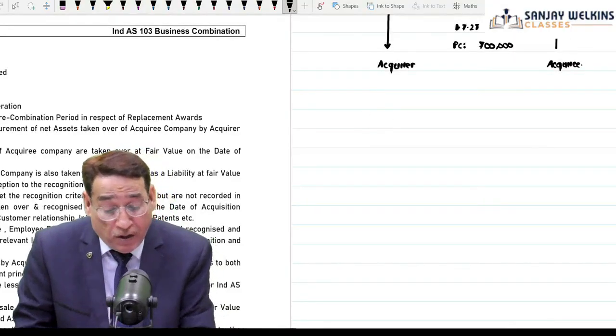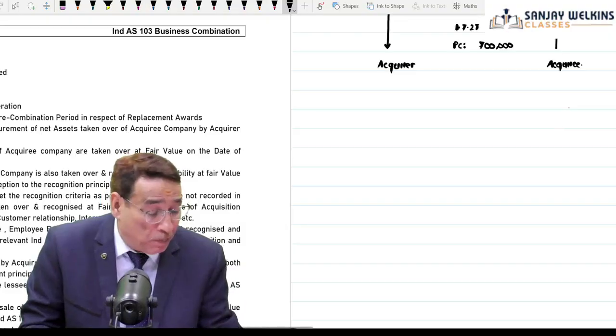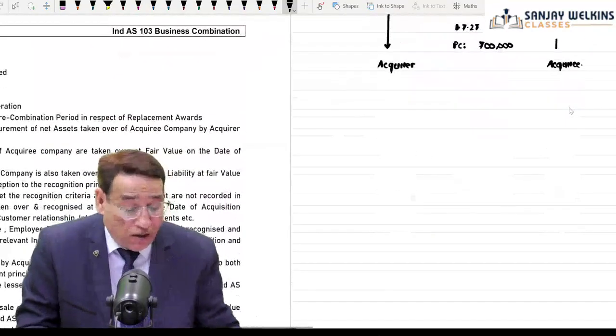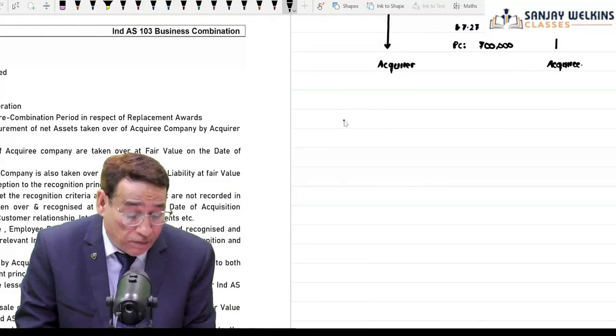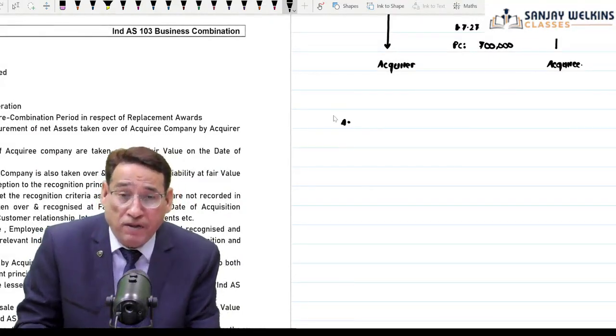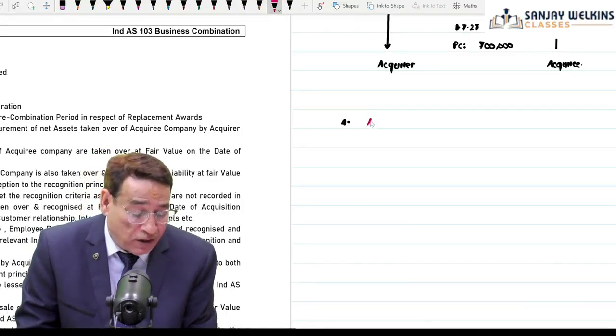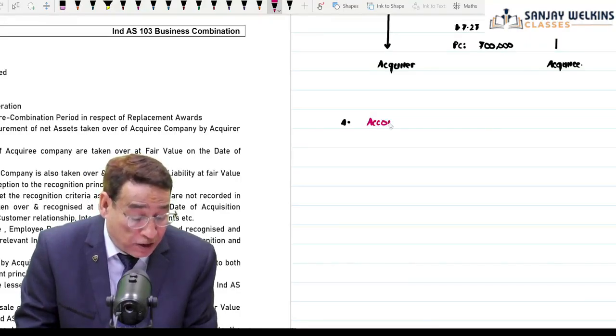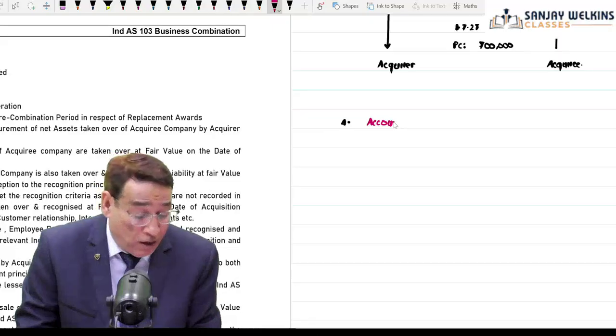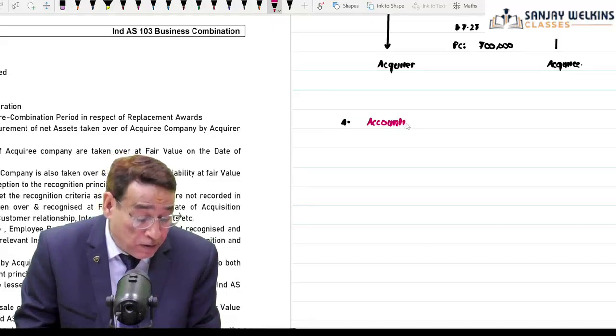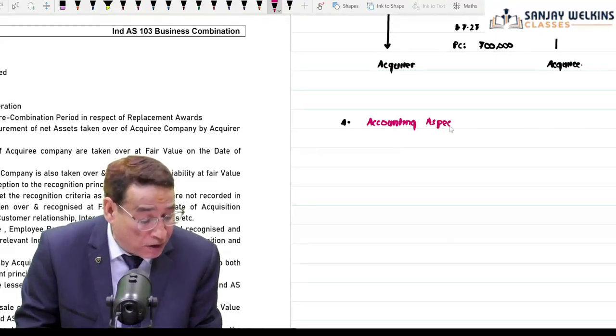Well, then we move over to the other part of this particular chapter. The next part is accounting aspects. Obviously, ultimately, we are more concerned with accounting of business combination. So how the accounting is done, this is the important part. Now, slowly and steadily, we are moving into the groove. Accounting aspects. So what exactly do we mean by accounting aspects here?